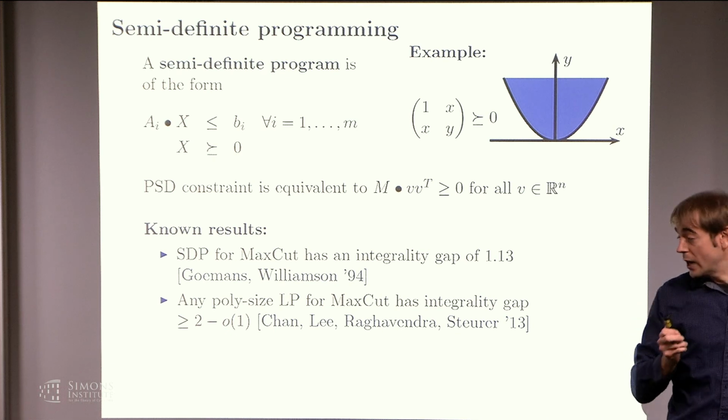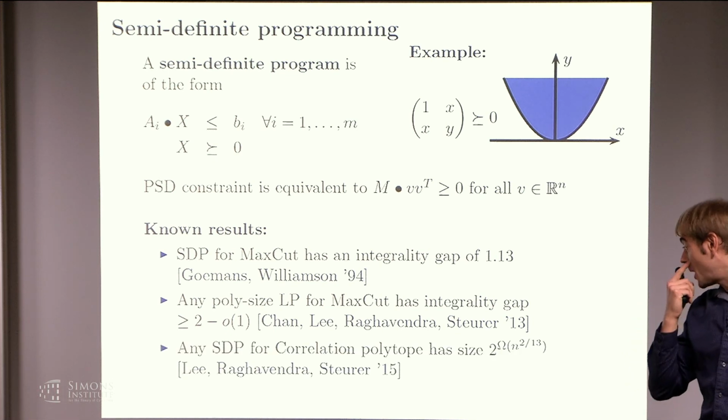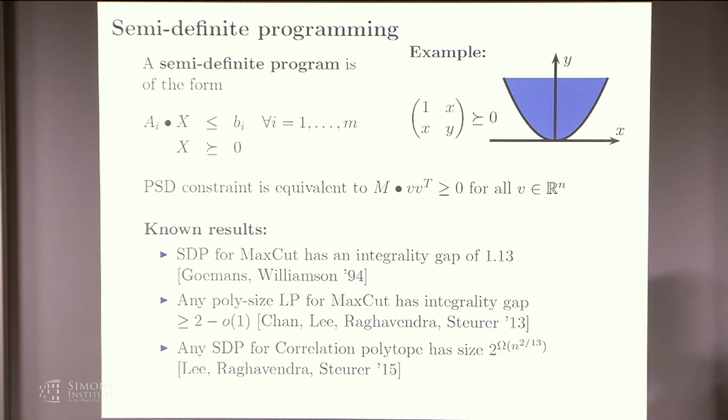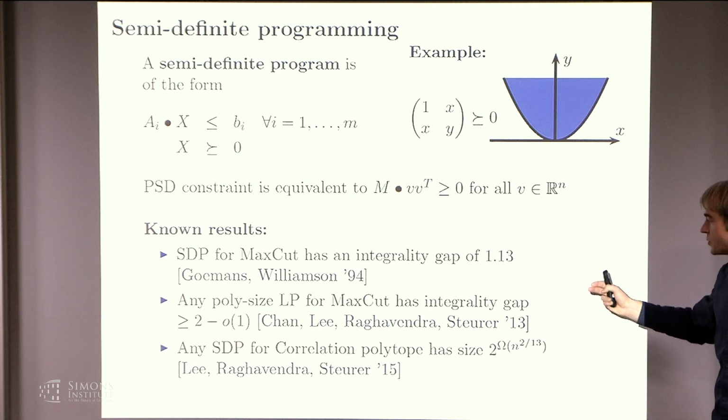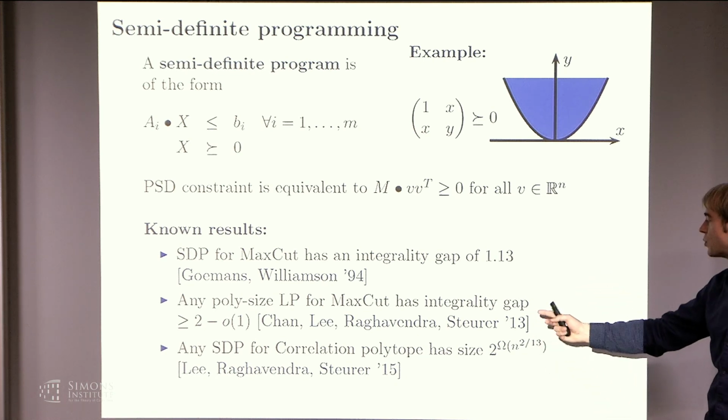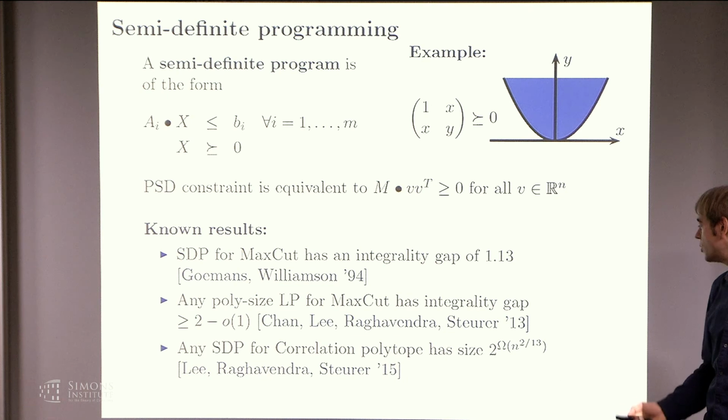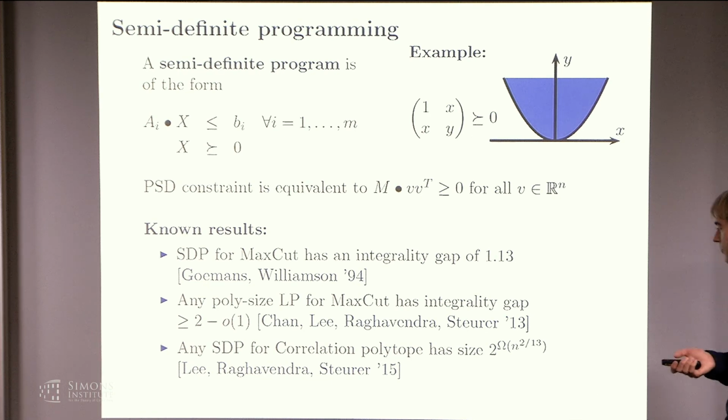And a little bit the end of the story is that by now, there are also lower bounds for the size of semi-definite programs, also for that same correlation polytope. And they're also somewhat of exponential size. Then the last one is by Lee, Raghavendra, and Steurer from 2 years back.